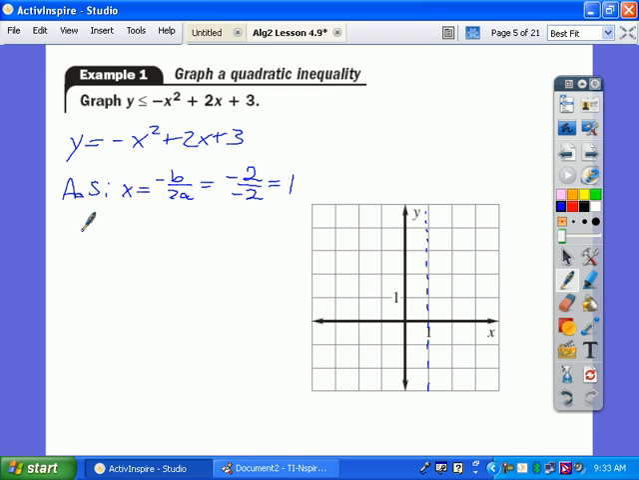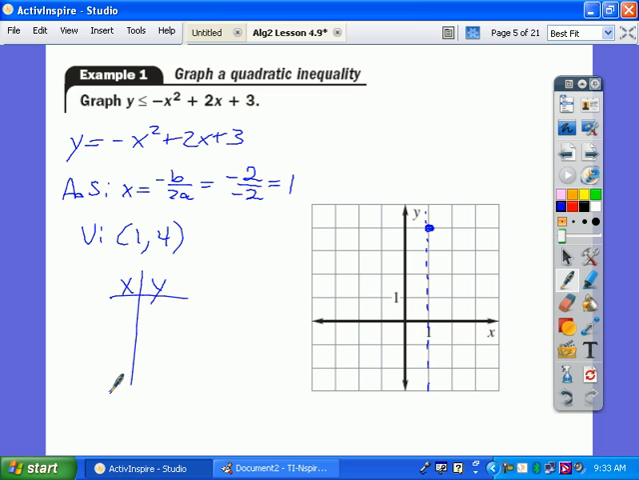If I want to find the vertex, I just plug 1 in, and I get negative 1, plus 2 is 1, plus 3 is 4. So it should be 1, 4. Okay, so there's that point. So I know that's the vertex of my quadratic, and now I can use an XY table to get a couple more points. Again, I'll use the fact that we have symmetry, so I don't need to do anything too fancy.